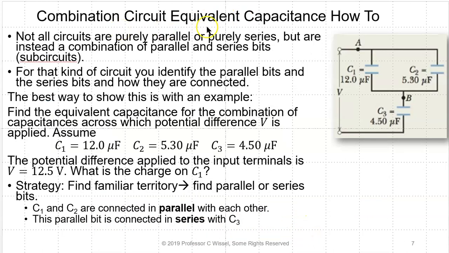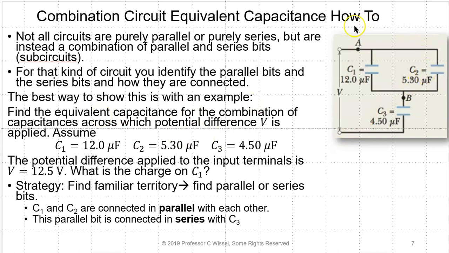Now, a combination circuit is something that isn't either purely parallel or purely series. It is instead a combination of parallel bits and series bits. And sometimes the bits are called subcircuits. For that kind of circuit, you need to identify the parallel bits and the series bit and how they are connected together. The best way to show this is with an example.